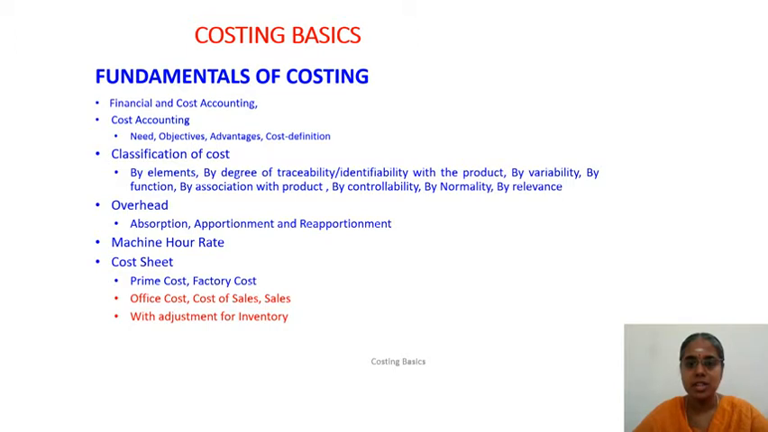In this lecture, the further components of the cost sheet and the calculation for them, like office cost, cost of sales and sales, which are the components of the cost sheet, are given. And in the same cost sheet, if we have some inventory like stock in hand, maybe work in process, or raw material or finished goods, how to handle those costs is discussed in this lecture.